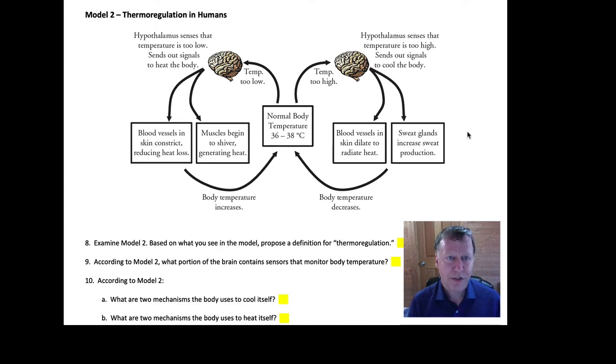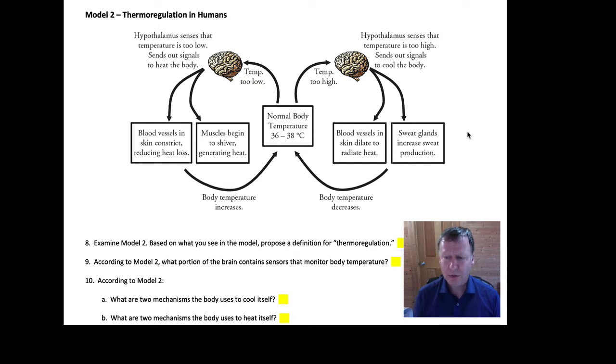Our first example is thermoregulation in humans. So a reminder, thermoregulation is maintaining internal body temperature. Human beings are warm-blooded, and that means we use our body metabolism to keep our temperature within a certain range, generally between 36 and 38 degrees centigrade. 98.6 degrees, if you think in Fahrenheit, is the standard temperature.